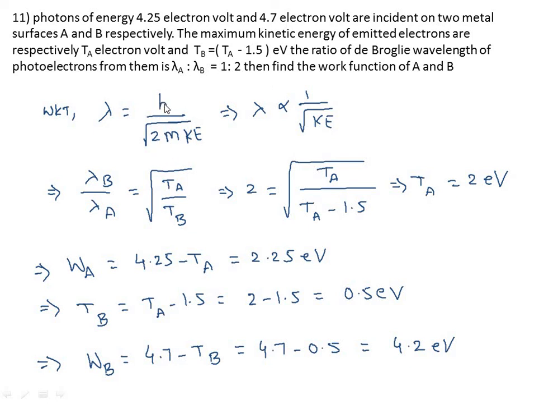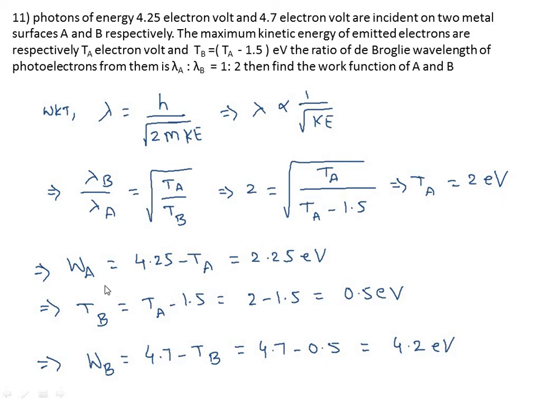As we know, lambda equal to h by p, which is h by square root of 2m KE. So wavelength is inversely proportional to square root of kinetic energy. So lambda B by lambda A equal to square root of TA by TB. Here kinetic energy has been represented with TA and TB. This ratio is already given, so 2 equal to square root of TA by TB, and TB is TA minus 1.5. Upon simplification I get TA equal to 2 electron volt.